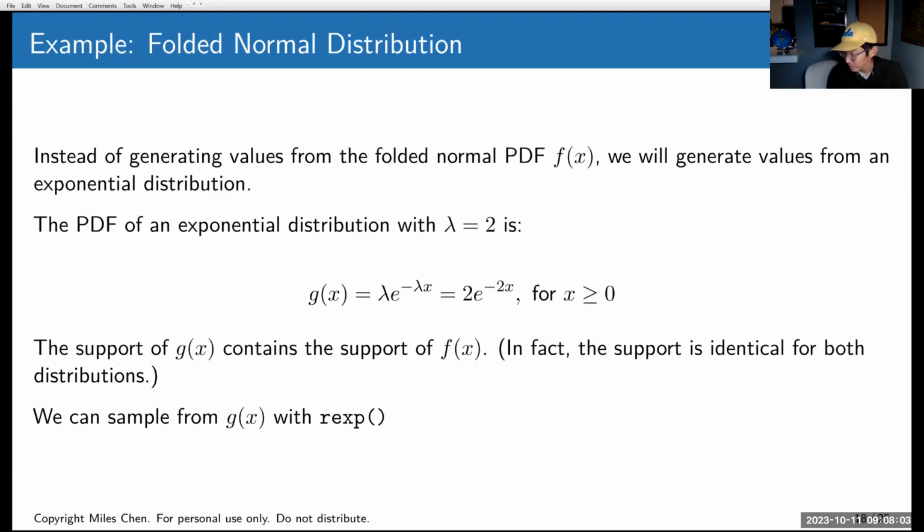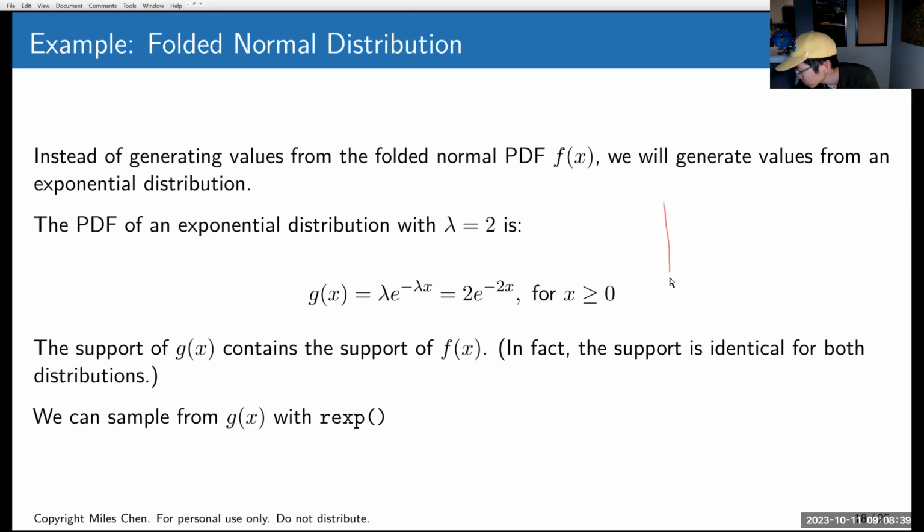In our situation, rather than generating values from the normal PDF, we'll generate values from another distribution. I'm going to generate values from an exponential distribution with lambda equal to 2. The PDF of an exponential distribution is lambda times e to the negative lambda x. So the exponential distribution with lambda equal to 2 has PDF 2e to the negative 2x.